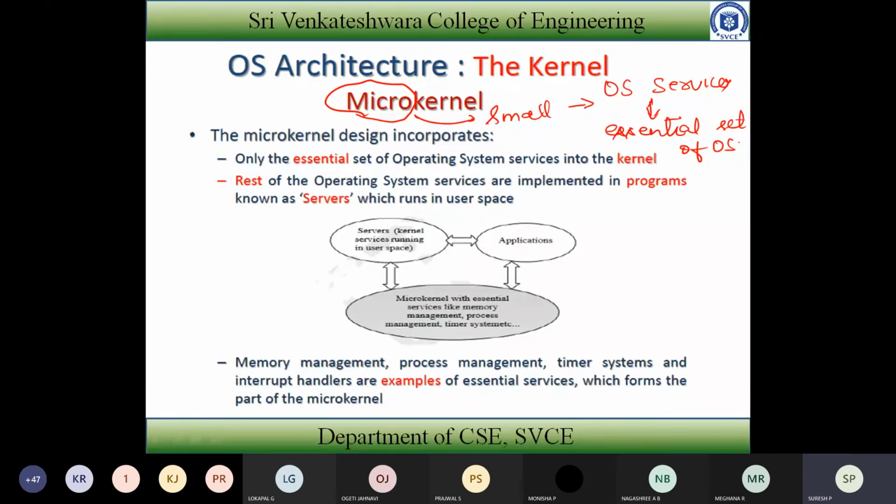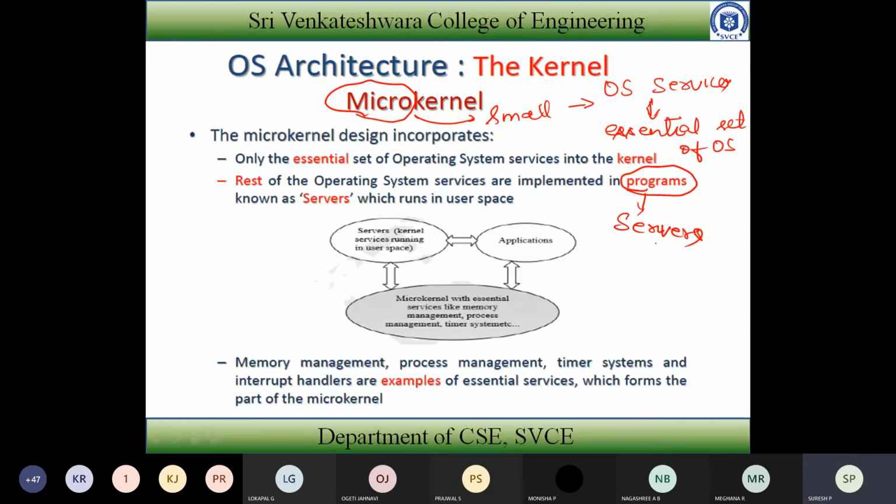Now, if you want to make use of the rest of the services, the rest of the operating system services are implemented in programs. Those programs are referred to as servers, and they run in the user space. So the other operating services are implemented as programs running as servers, which in turn run in the user space.